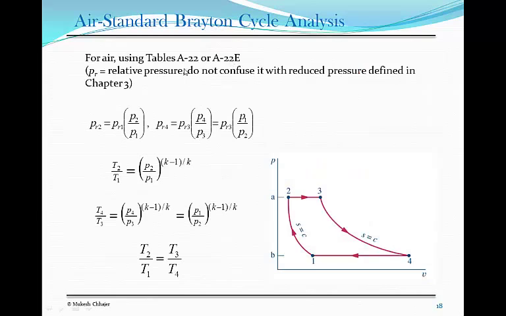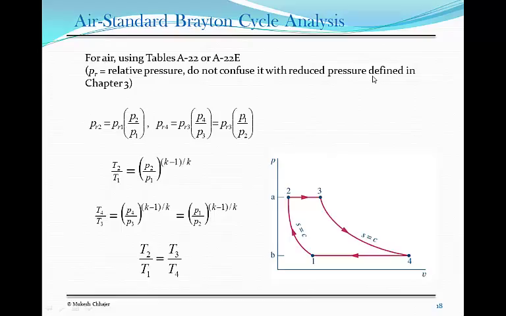So again, we can use these tables which are given for air as an ideal gas, because many times the ratios of the pressures are given, say pressure here versus pressure there, rather than the actual pressures themselves. In that case we can use these tables, which tell us that the ratio of the pressures is the same as the ratio of the relative pressures. And remember, relative pressure is not the same as the reduced pressure.